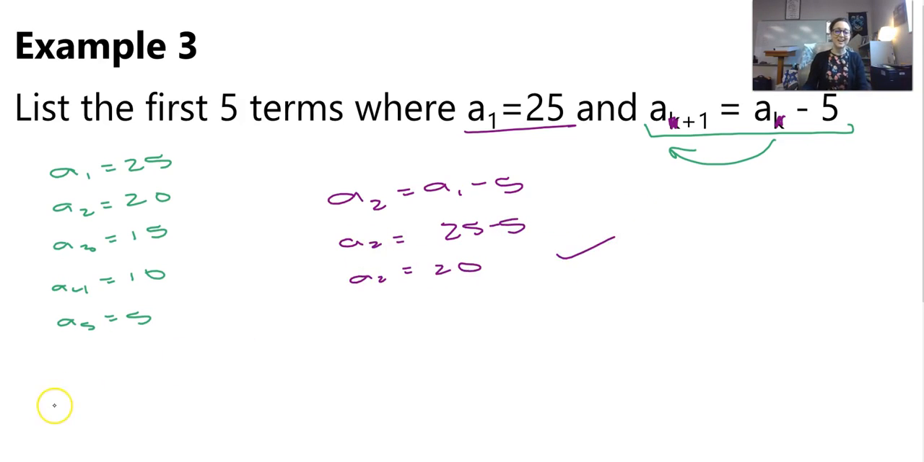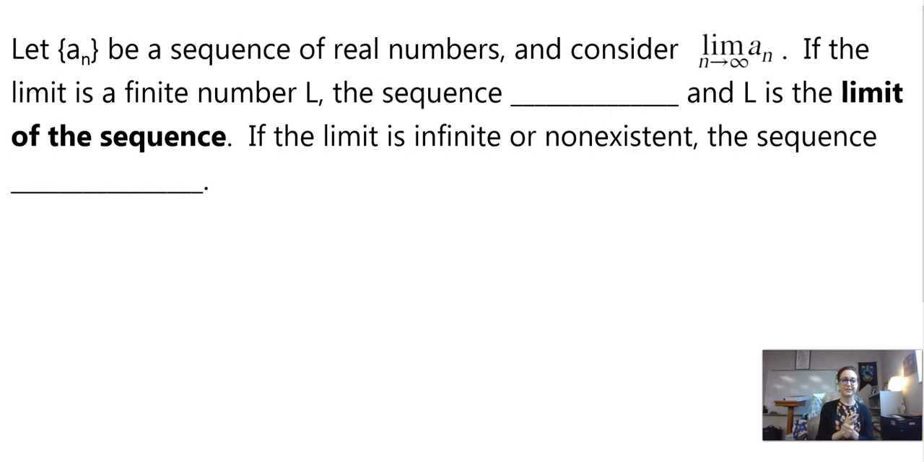So you can do it either way, but again, I really think it's a good idea to think big picture and ask, okay, what is this recursive formula telling me? In this case, it said take your previous term and subtract 5. All right, so last 2 definitions for you.